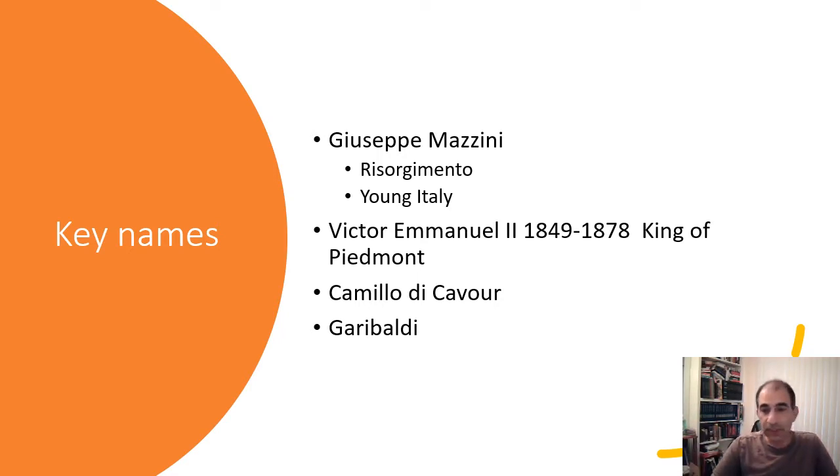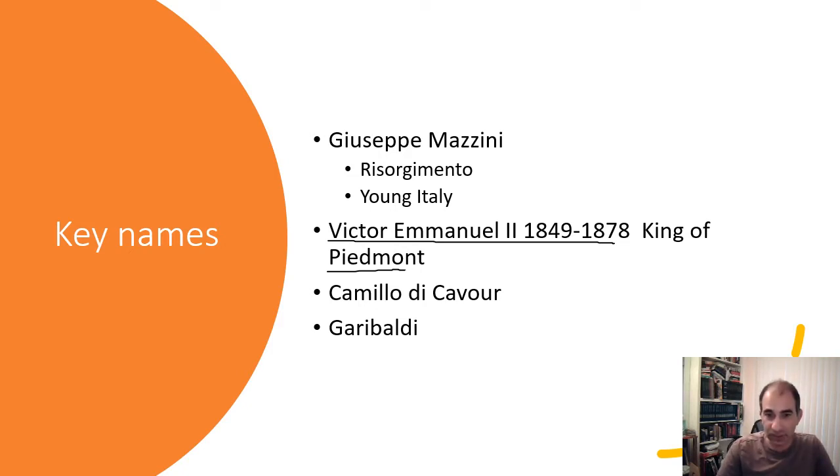But what does Giuseppe Mazzini not have? Any sort of military, any sort of political authority. Where is that going to come from? Well, it's going to come from the king of Piedmont or Sardinia, a man named Victor Emmanuel II. And those are the years when he ruled. I'm going to show you a picture of him in a second here. So go ahead and get the names down, and then we'll talk about the rest of it.